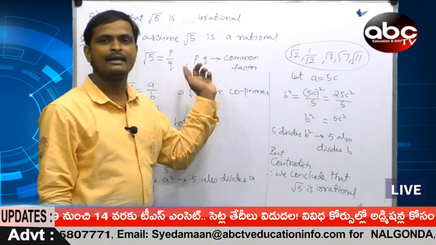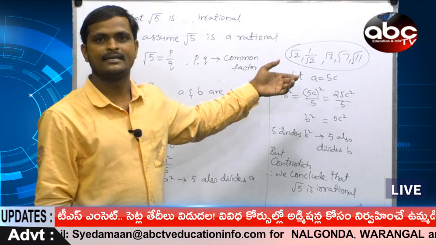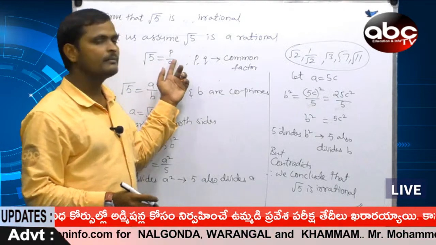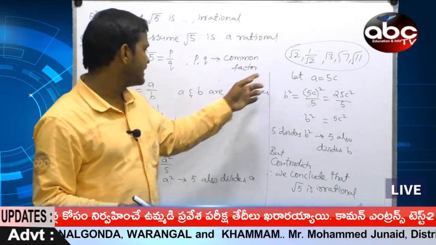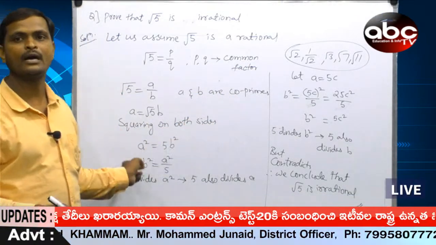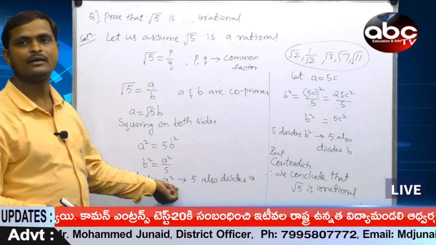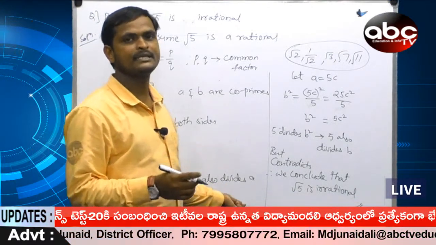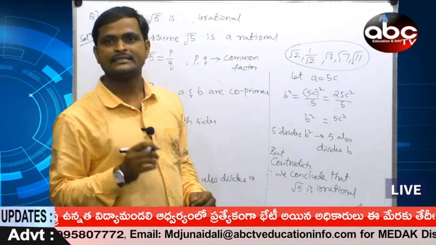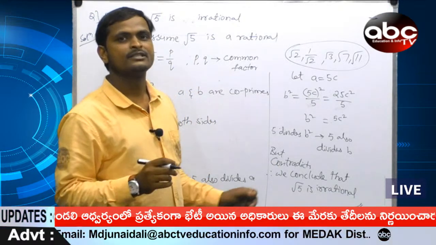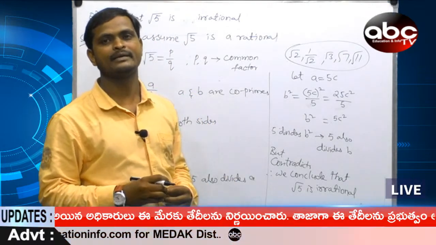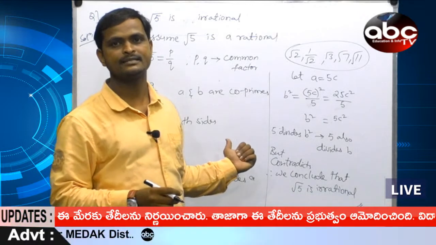First step, let us assume that root 5 is rational. Already you know rational is nothing but p by q form. When we know p by q form, there is a common factor, then we get co-prime, which is nothing but there is no common factor. Now cross multiply and squaring on both sides. When 5 divides a square, 5 also divides a. When divides, there is a common factor. But this contradicts, our assumption will be false. So we conclude that the given number is an irrational number. This is the proof. Is it clear students?